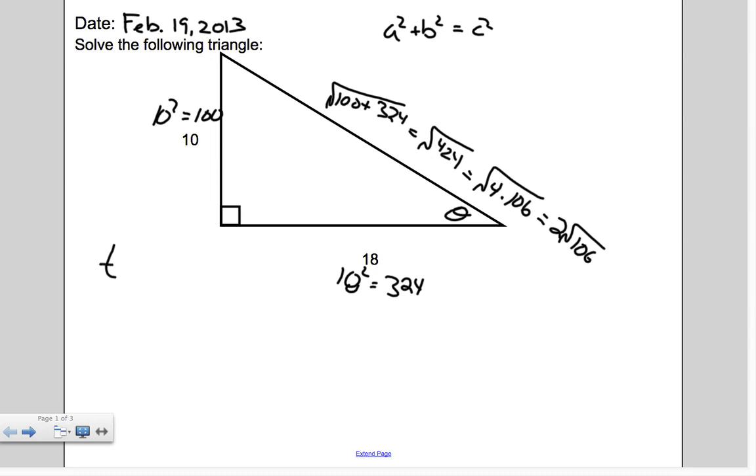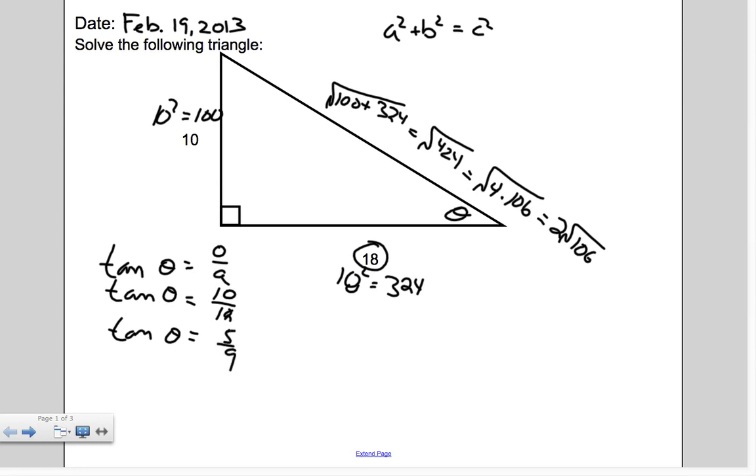So here we've got tan of theta is what? Opposite over adjacent. So what's the opposite here? 10. And the adjacent over here is 18. So we've got tan of theta is 10 over 18. I'll just leave it as a fraction for now. Divide by 2: 5 over 9.